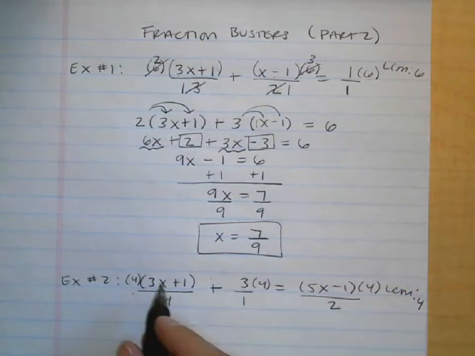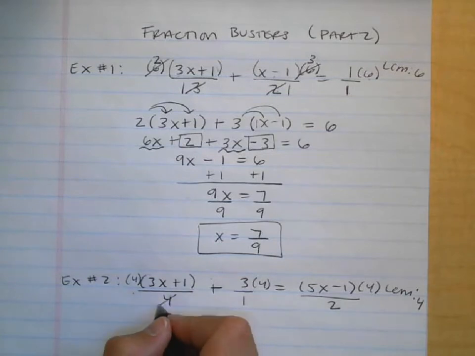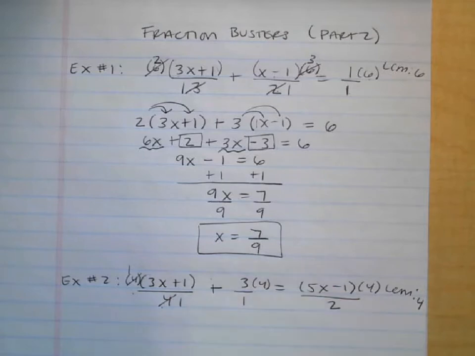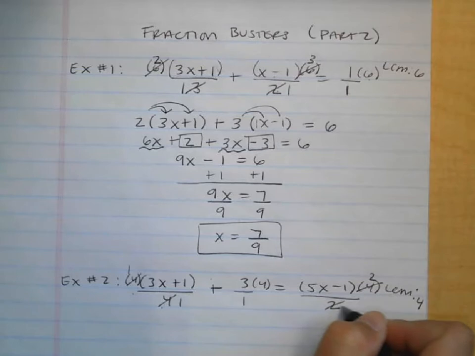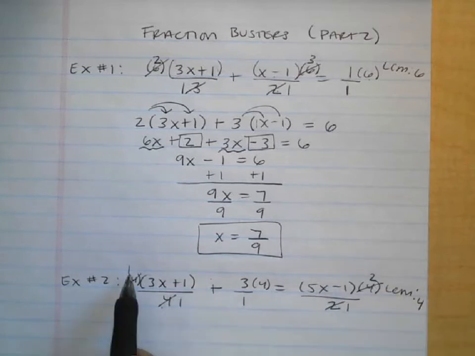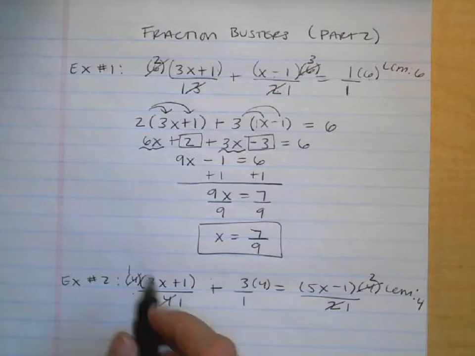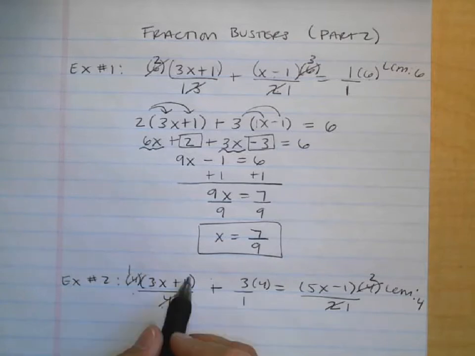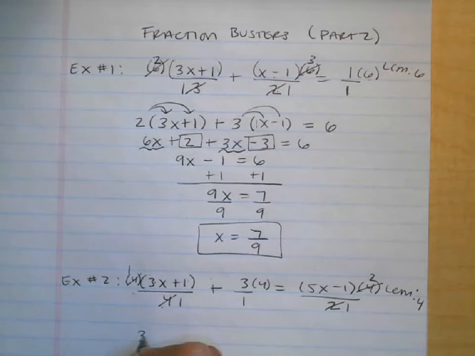So if I divide out now, just like we normally would, 4 divided by 4 is 1, 4 divided by 4 is 1, 1 divided by 4 is 4, 4 divided by 2 is 2, and 2 divided by 2 is 1. So now I have 1's here, so if I have a 1 here, I don't have to do that because 1 times 3x is 3x plus 1.